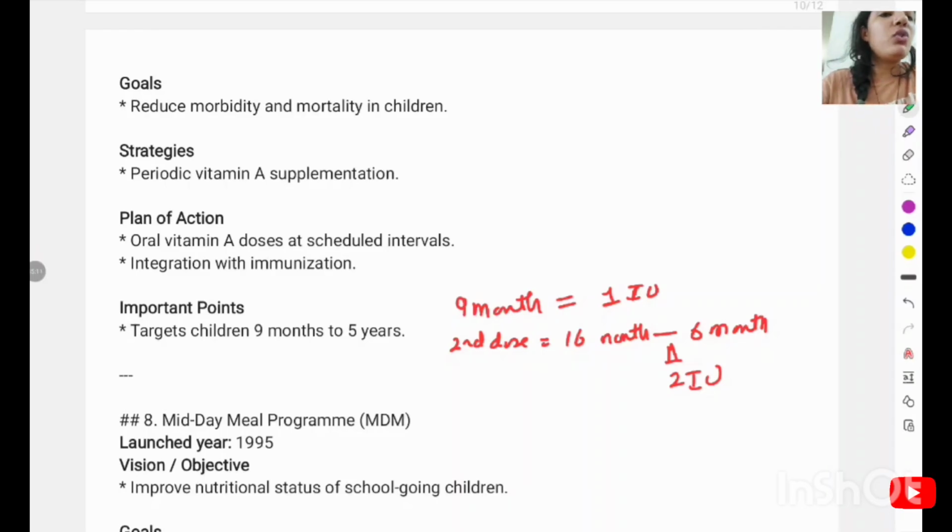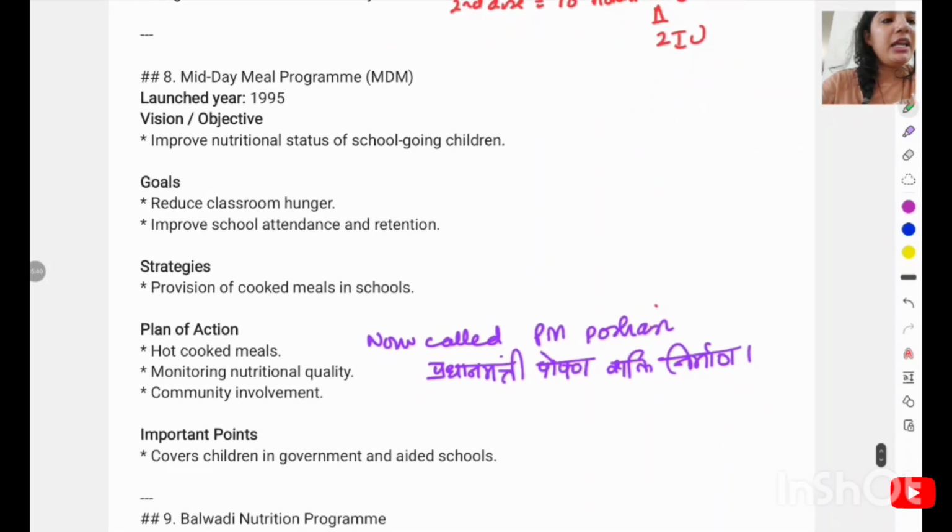Plan of action is oral vitamin A dose at scheduled intervals, and integration with immunization, and a massive dose is given actually. Target is children 9 months to 5 years. When the child is 9 months old, one lakh international unit is given, and the second dose is given at 16 months, and after that, up to 5 years, at 6 month intervals, 2 lakh IU is given to children. Okay.